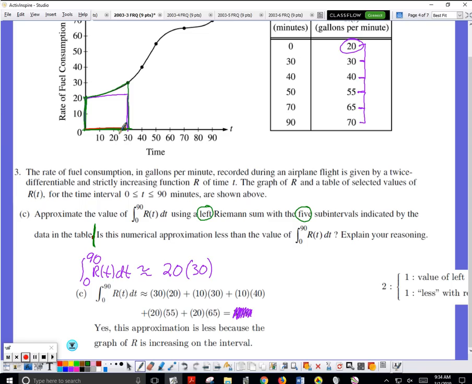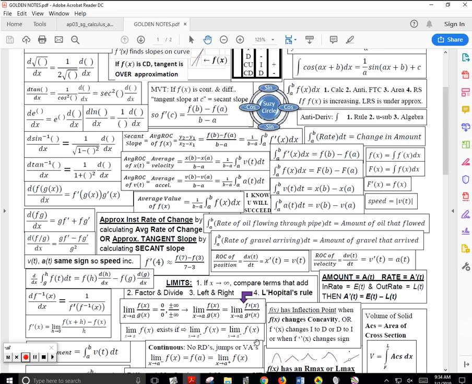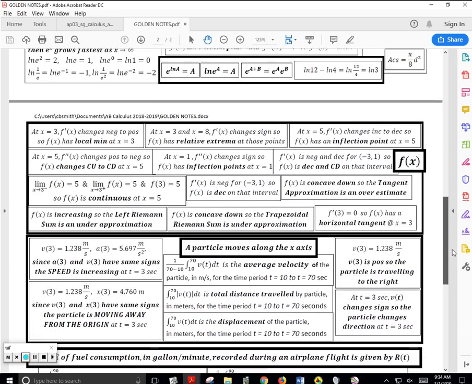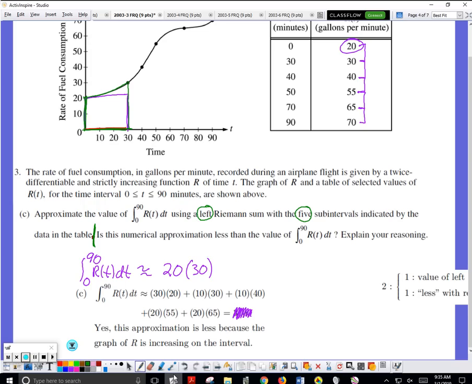I look at the back of the golden notes to remind me how I'm supposed to write my answer. And you'll see several examples on the back. It says right here, in this case, I'm integrating r. So r is increasing, so the left Riemann sum is an under approximation. So I use that information. I put down on my paper basically this: Yes, the approximation is less because the graph is increasing.